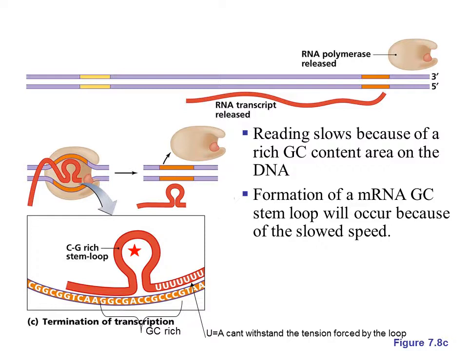So if you have 10 G's and 10 C's side by side, the interaction of those two nucleotides can occur. I made a star to show you that the area on the right of the star is all of the G's, and on the left of the star is all the C's. Whenever you have a G next to a C, you are going to create hydrogen bonds. So this is going to create what is called a GC stem loop. That is created because of the slowing down of the RNA polymerase.